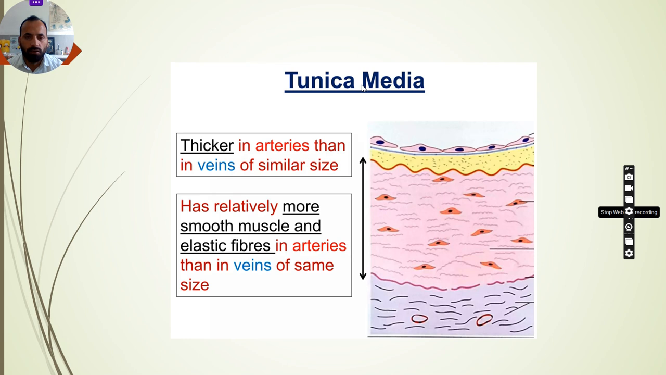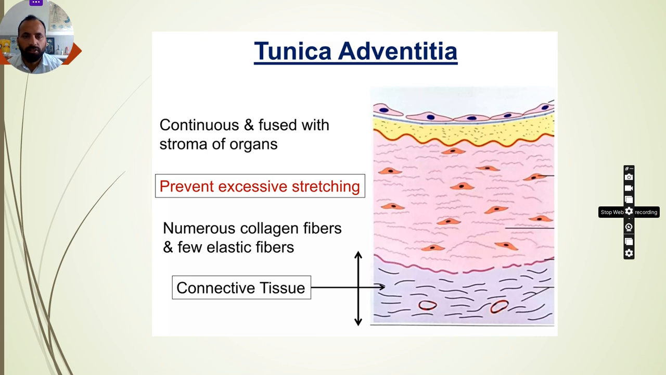I told you that the difference between the vessels lies here in the tunica media. It is much thicker in arteries than in veins. So one difference between artery and vein is that the tunica media is thicker in arteries as compared to veins. As for the smooth muscle contribution and elastic fibers in this layer, you have more smooth muscle and elastic fibers in the arteries as compared to veins of the same size.